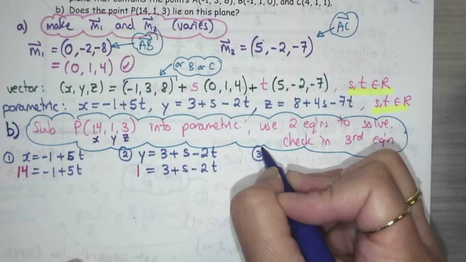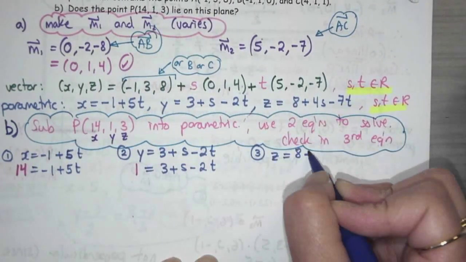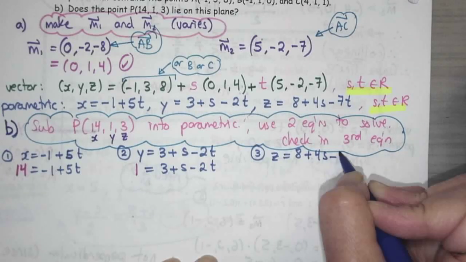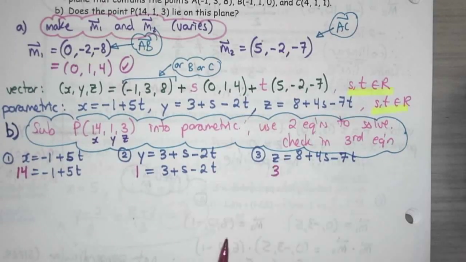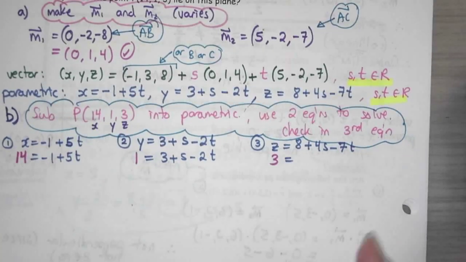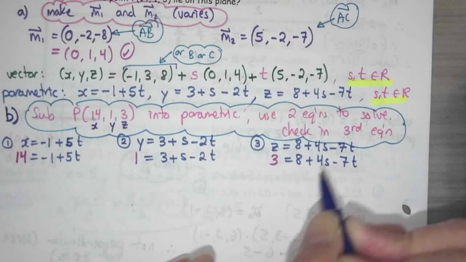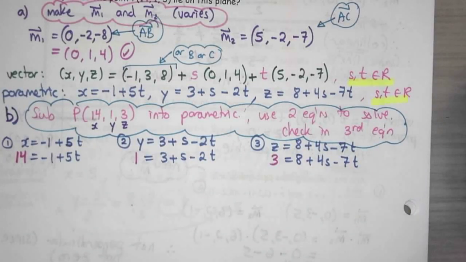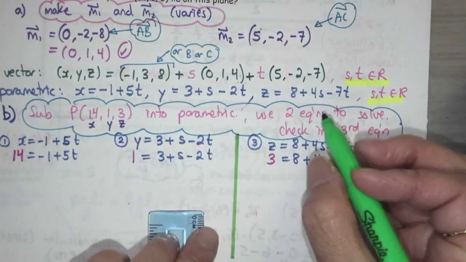And then for the third equation, we have z, I'm just writing them so I have them written, plus 4s minus 7t, and you would sub in 3. So 8 plus 4s minus 7t. Again, it doesn't matter which two you use to solve. You save one of them untainted for the check. Make sure it's not used at all. So usually I just separate it and I say this is my check.